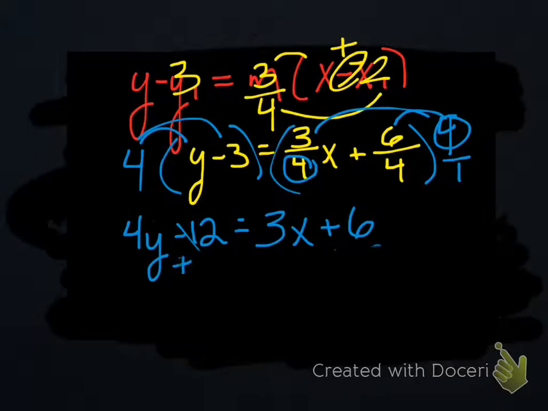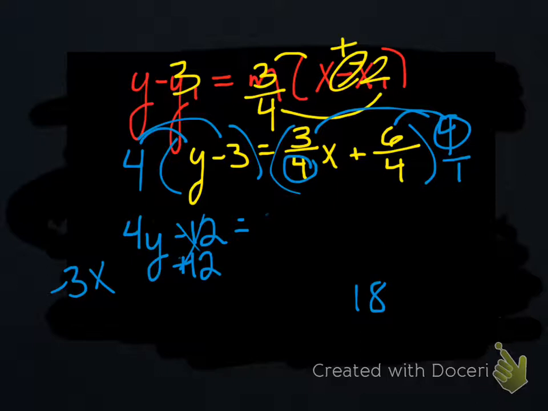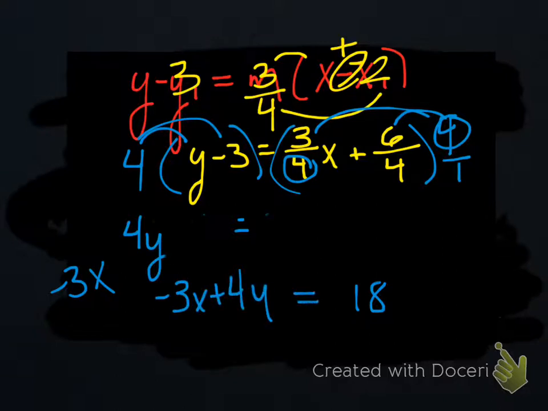I would still add the 12, absolutely, and I would still get an 18. But now, what I would do is I would minus the 3x over here. Now, because I cancel those out, I'm going to cancel them out by getting rid of them, right? What's left? Here we are. These are the players that are left. Don't you love a nice whiteboard? Negative 3x plus 4y equals 18.